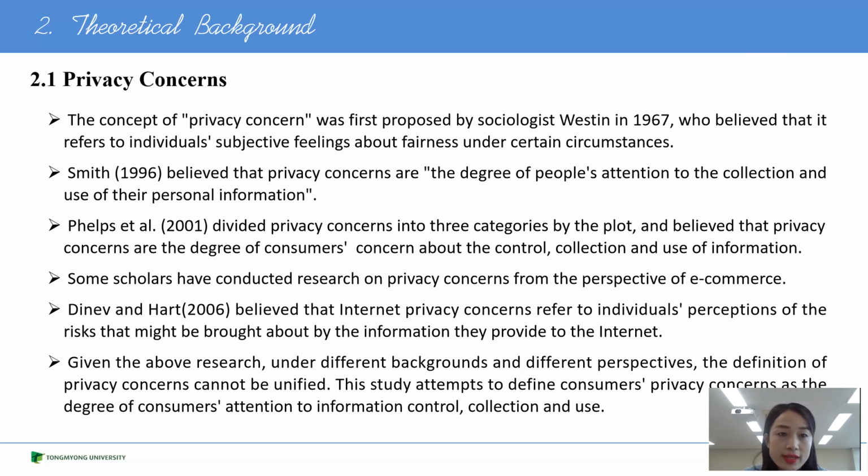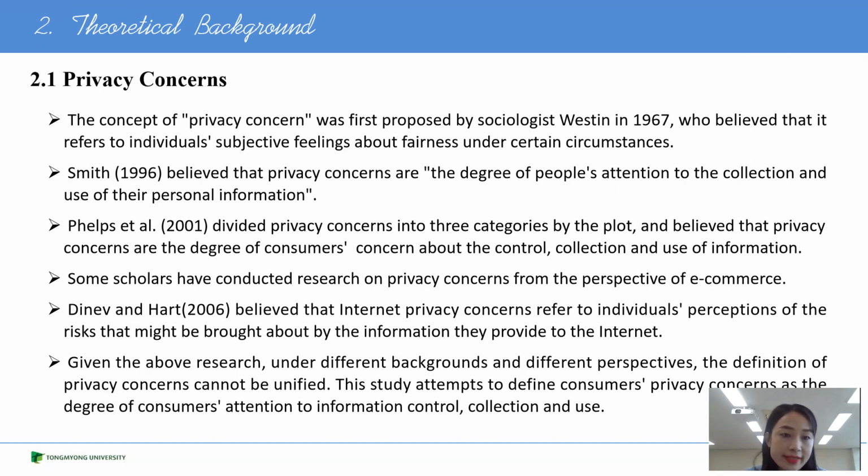Part 2. Theoretical background. The first related theory is privacy conflicts. The concept of privacy concerns was first proposed by sociologist Weinstein in 1967, who believed that it refers to individuals' subjective feelings about fairness under certain circumstances.